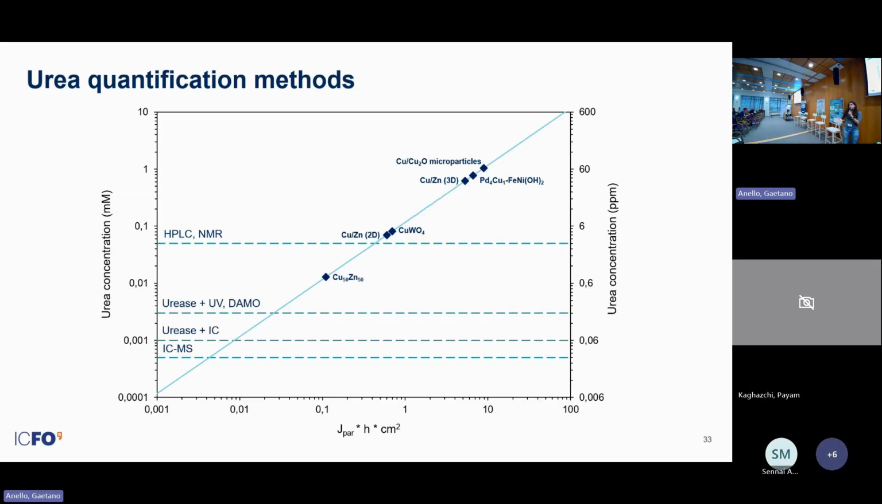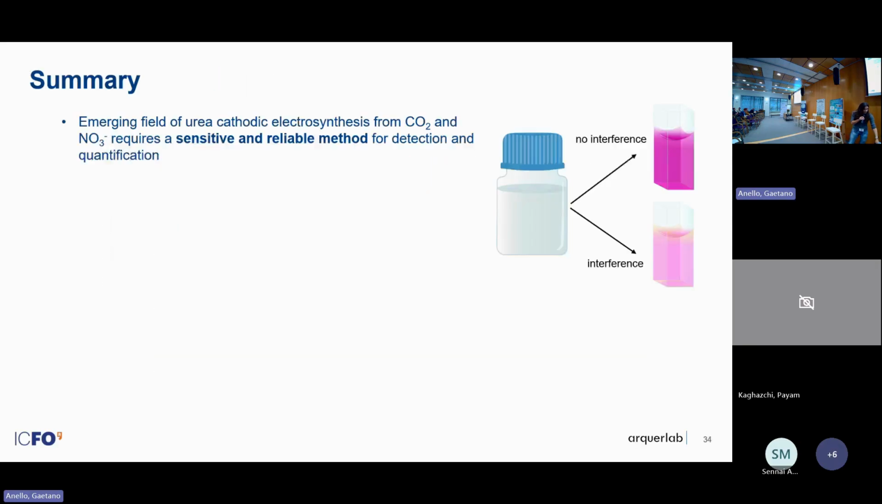But when you're trying to develop a catalyst, when you're going from zero, you need to optimize the catalyst, the reactor, the reaction conditions, the gas diffusion stack, and so on. Usually you have to see the trends at concentrations that are much lower than what has been published in the state of the art so far. So this is where the proper, sensitive, timely and interference-independent method is very handy.